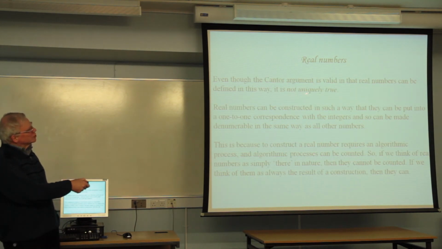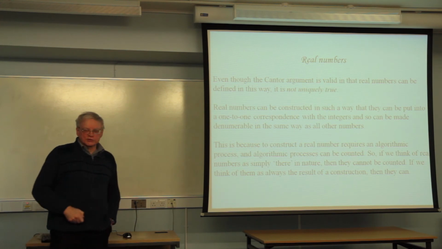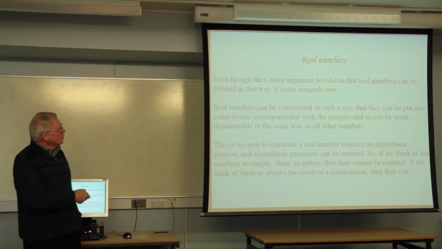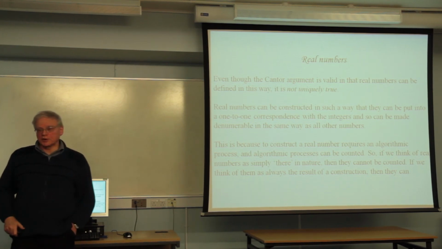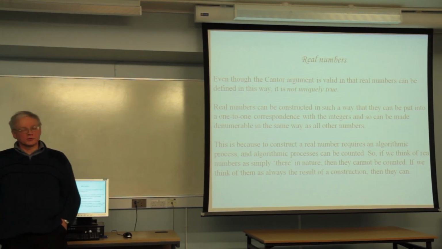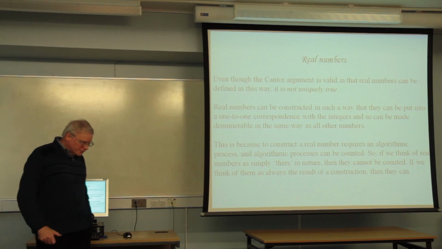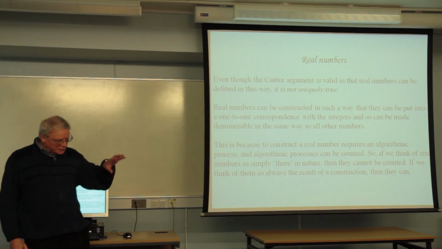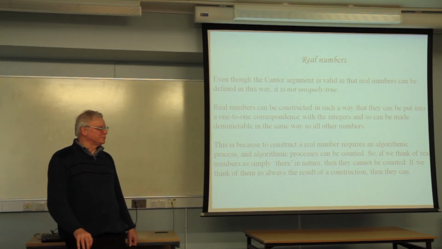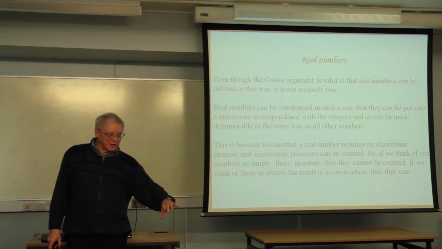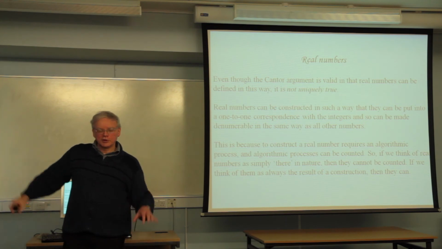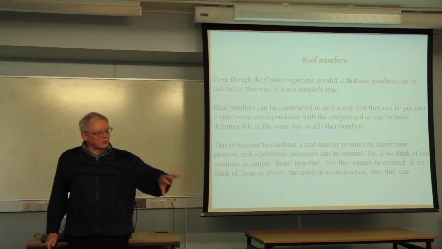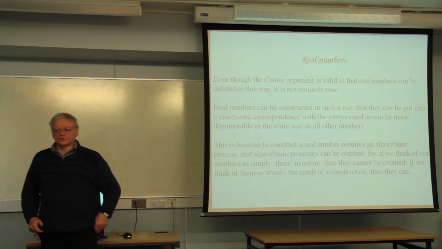So even though it's valid, it's not uniquely true. Real numbers can be constructed in such a way that they can be put into a one-to-one correspondence with the integers. It's the famous old question, what is mathematics? Is it there or do we find it? If we define mathematics as being there, then Cantor's argument is true. If we define it as being what we find, then it isn't.